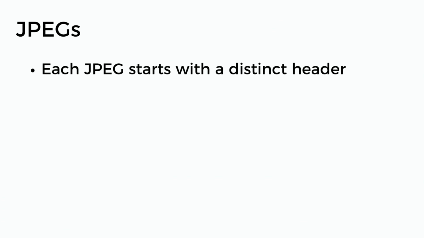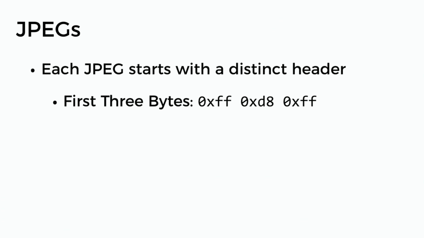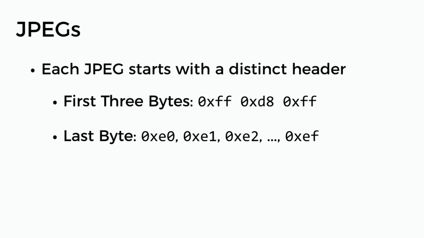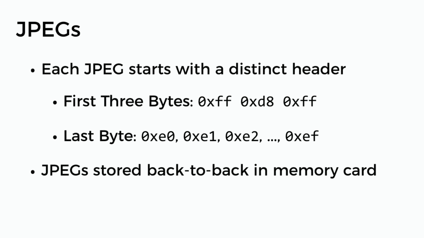So let's talk in a little bit more detail about JPEGs. Each JPEG is going to start with a distinct header, where the first 3 bytes, as we've talked about, are 0xFF, 0xD8, and 0xFF. And the last byte is 0xE0 or 0xE1 or 0xE2, anything up to 0xEF. So this is the header that you're going to be looking for. And we'll tell you that each of the JPEGs are stored back to back in the memory card. After one JPEG ends, the next one begins, and so on and so forth, up through the end of the file, inside of these 512-byte blocks.